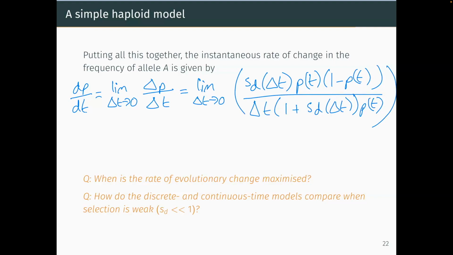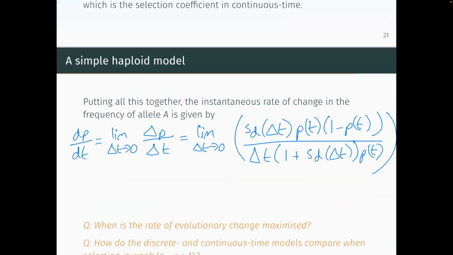So our selection coefficient for an arbitrary time window delta t introduced into our equation for delta p, which is our change in one generation. Now it's a change in an arbitrary time window of the frequency of allele capital A. We're dividing through by delta t here because ultimately we're going to be taking a limit and we want to find a differential equation to give us an instantaneous rate of change for our frequency of allele A.